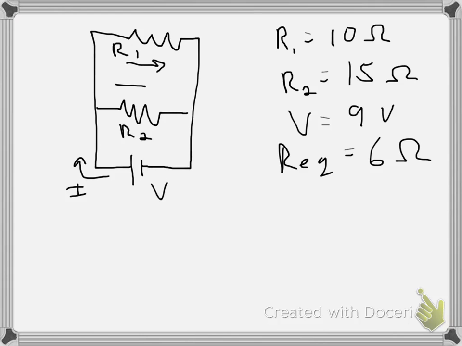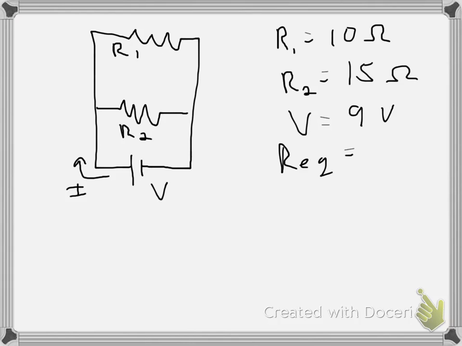However, the saving grace here that allows us to work these problems is the fact that in a parallel circuit, the voltage is the same everywhere. So the voltage that R2 sees is the same as the voltage R1 sees, which is also different than a series circuit. I encourage you to go back and watch the videos on the series circuits if that is an alien concept to you. But we're going to use that here to work some problems.